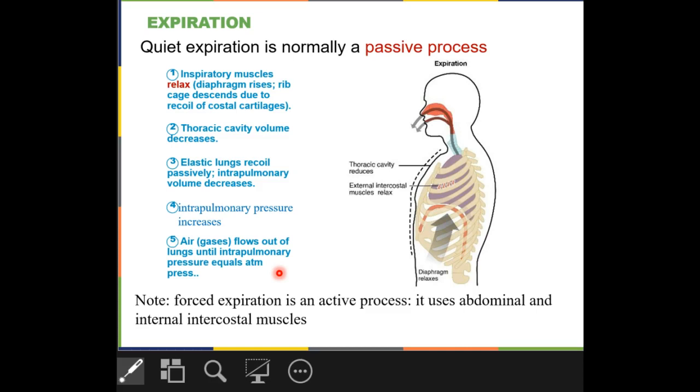So mostly you want to keep active and passive straight for inspiration and expiration respectively, and just sort of have the order of operations down too. But this would be true, false, multiple choice type questions, not essays.